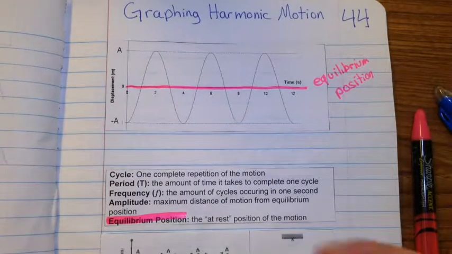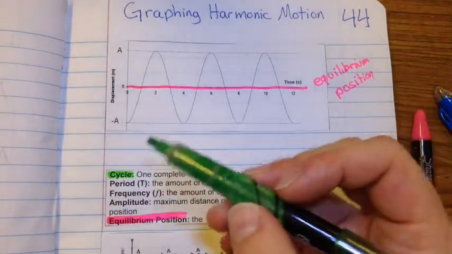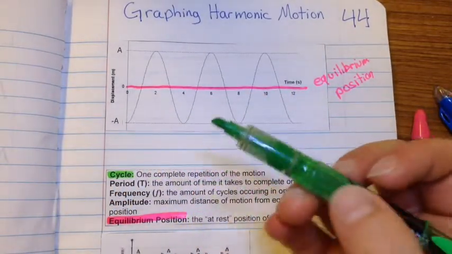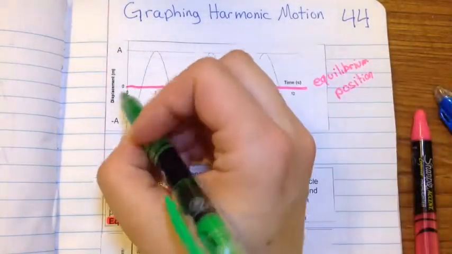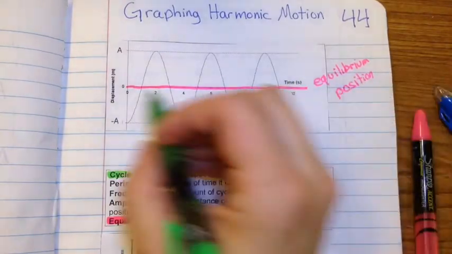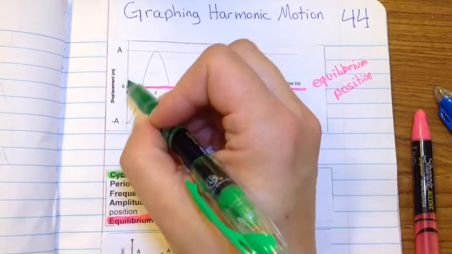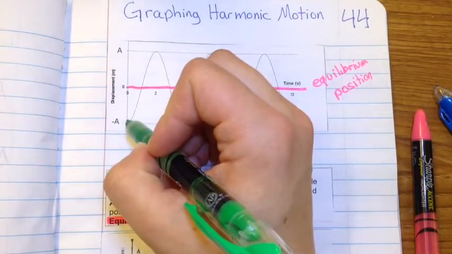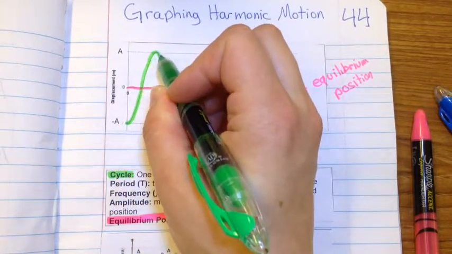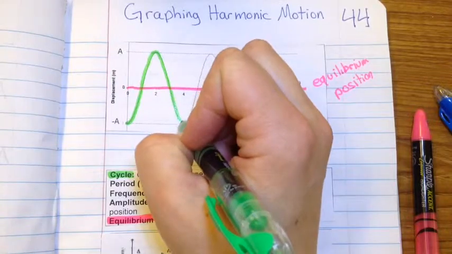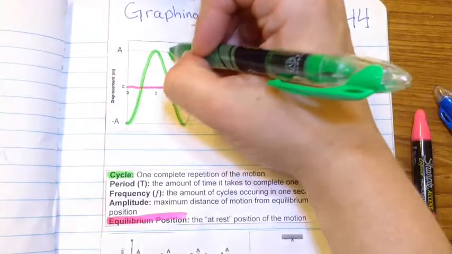Now let's talk about cycle. Cycle is one complete repetition of the motion, as we've discussed before. We are going to highlight one cycle of the motion. If you notice along the equilibrium position there, the x-axis, we have time as our measurement. So 0, 2, 4, 6, 8, 10, 12 seconds. We are going to start at time 0. Our graph starts here at the bottom. We're going to go past the equilibrium position all the way to the top, all the way back down to the bottom, and get back to where we started from. That is one cycle.